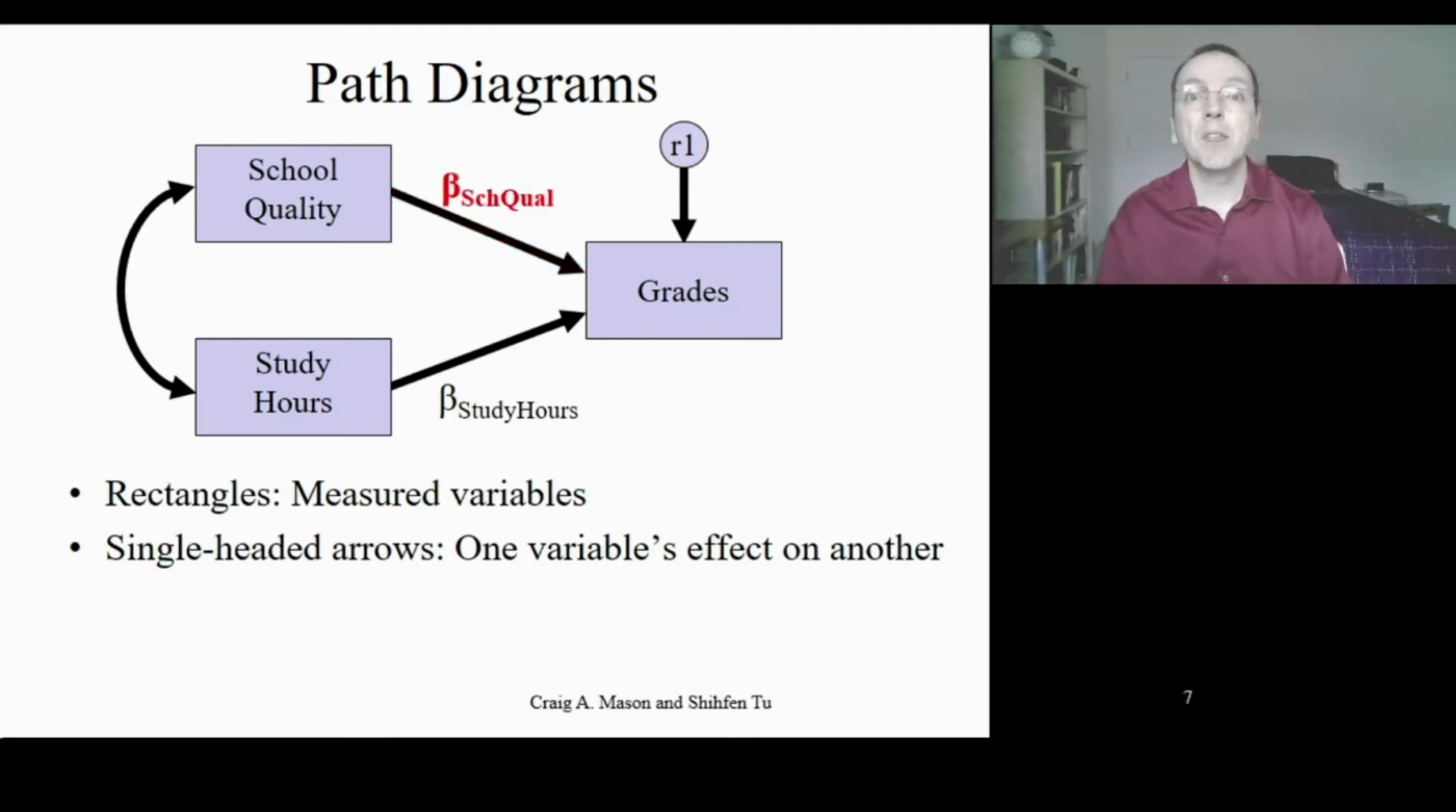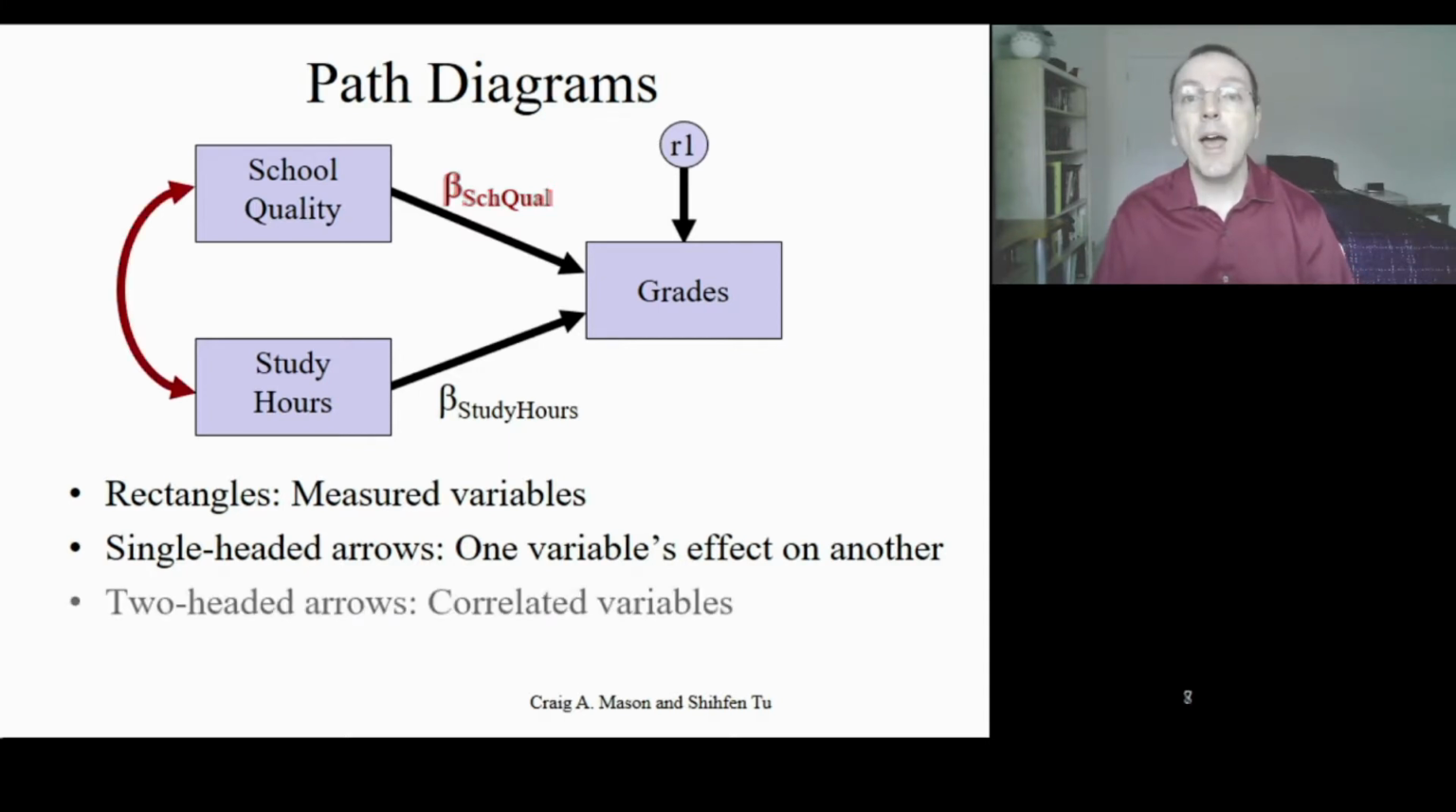grades. Notice that we use standardized regression coefficients to indicate just how large the effect of school quality is on grades. You don't have to use standardized regression coefficients, and sometimes you can't. But generally, we use standardized betas. In later videos on path analysis, we'll see why we do this.